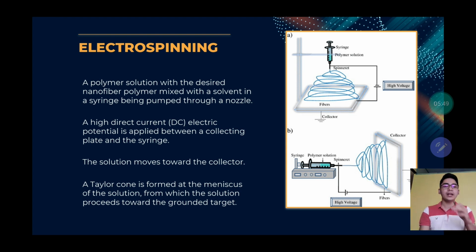After which, a high direct current electric potential is applied between a collecting plate and the syringe. As you can see here in the picture, there is a voltage applied on the collector and on the syringe. This high voltage is the reason that the nanofibers are produced. Then, after applying the high direct voltage, the solution moves toward the collector, and a Taylor cone is formed at the meniscus of the solution, from which the solution proceeds toward the grounded target. So as you can see, the solution moves from the syringe to the collector.